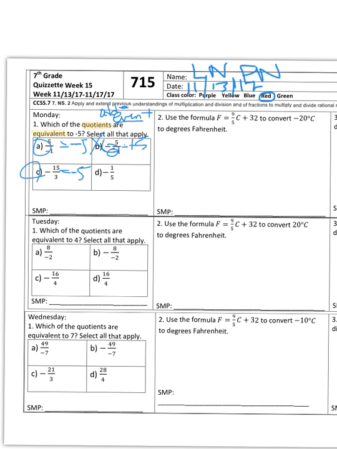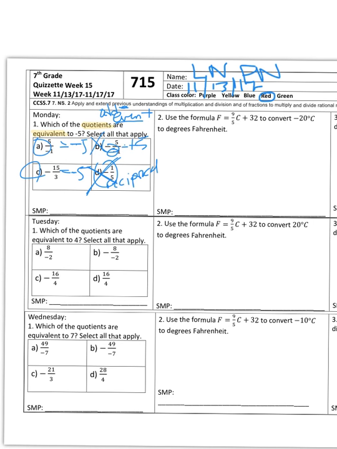D, -1 over 5. -1 over 5 is not equivalent to -5. This is the reciprocal, but it's not equal. So it cannot be equal. It is a reciprocal, but it's not equivalent. Remember, the reciprocal is the opposite of the number.